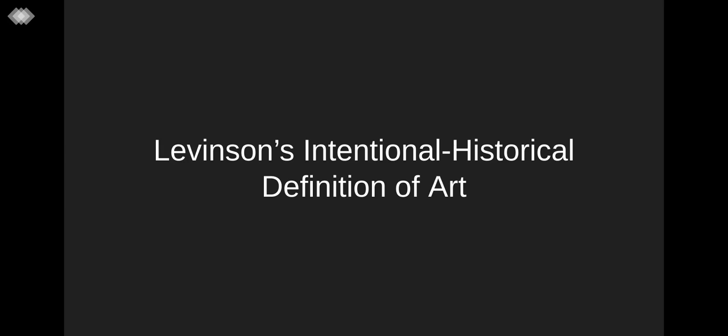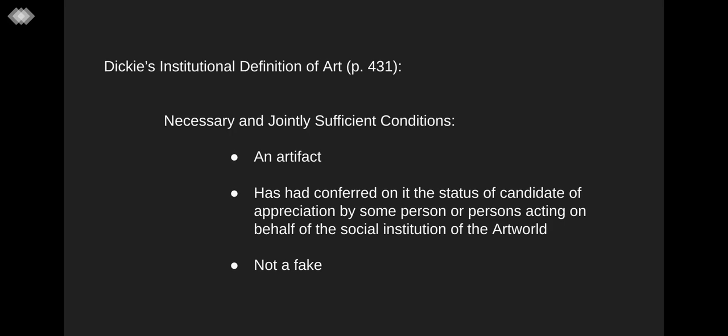To understand where he's coming from, let's quickly go back to last week when we were looking at Danto's and Dickie's institutional definition. If you recall, their idea was basically that to be a piece of art, you have to have the status of being an artwork somehow conferred on you by some representative of the art world, an artist or a curator or an art critic, something like that.